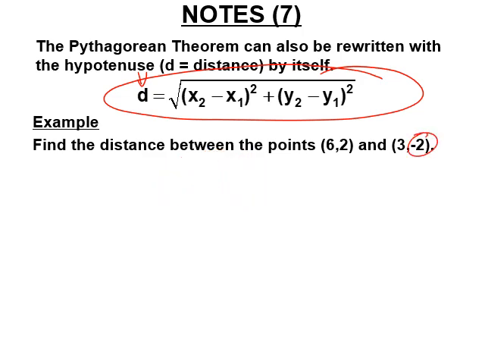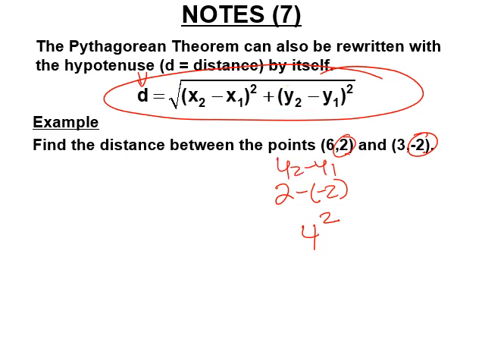We're going to subtract our y coordinates. We want to get a positive number, so 2 minus negative 2. 2 plus 2 is 4, right? All right. And then we're going to square that, right? That's subtracting our y coordinates.